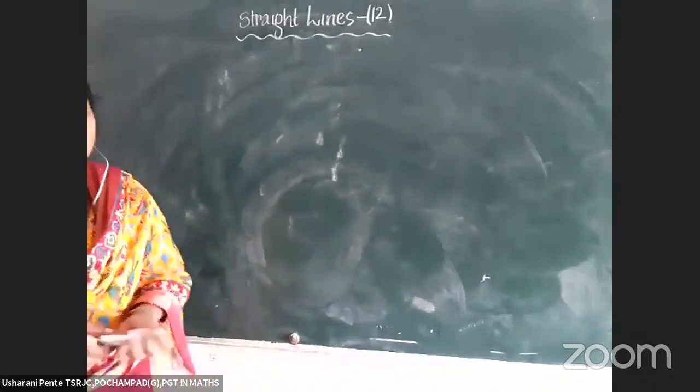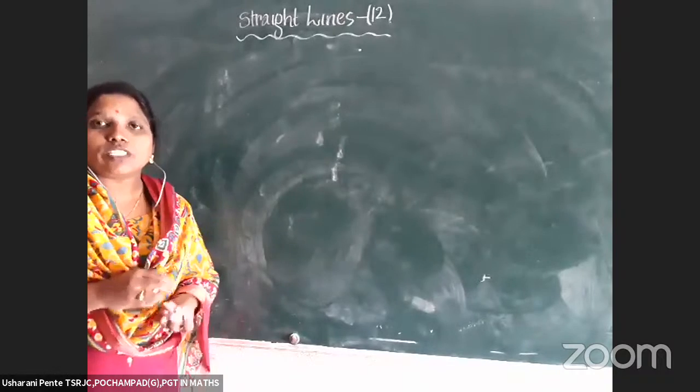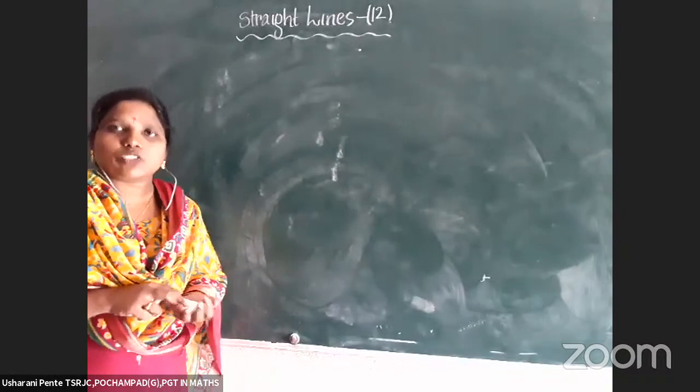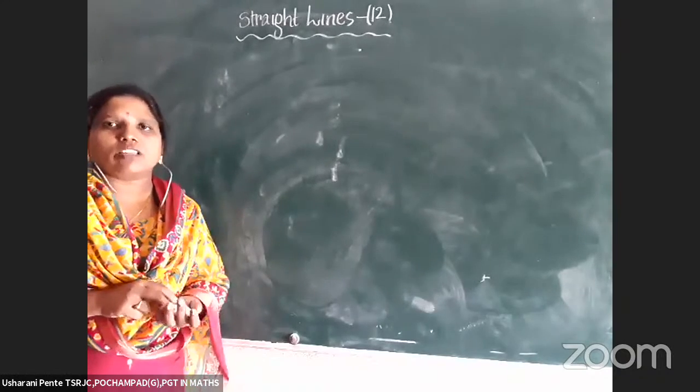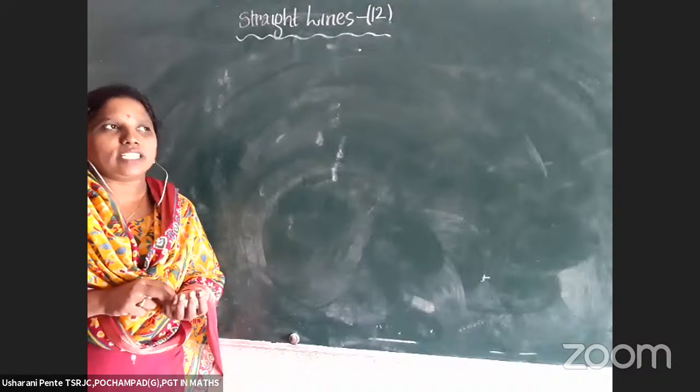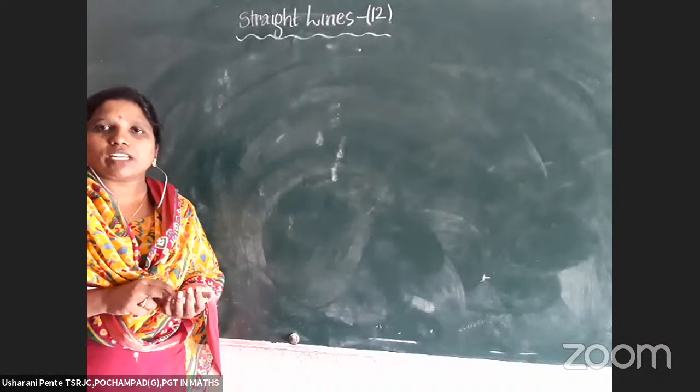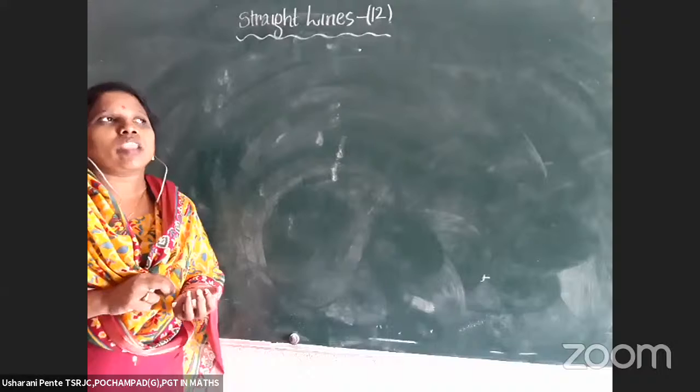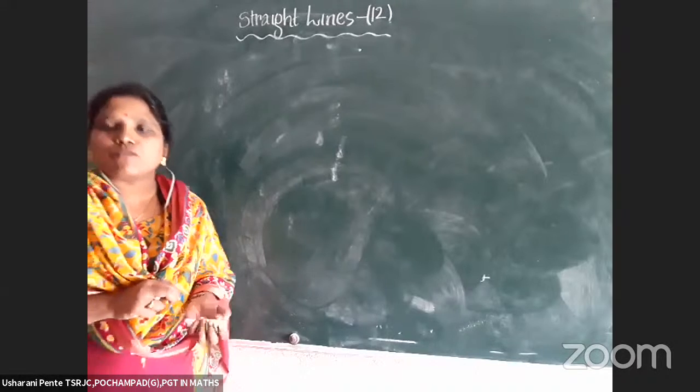In the similar way, we have also seen if two non-vertical lines are given and the slopes are mentioned, that is m1 and m2, then how to find the angle between those two lines, that is tan theta is equal to mod of m1 minus m2 by 1 plus m1 m2.